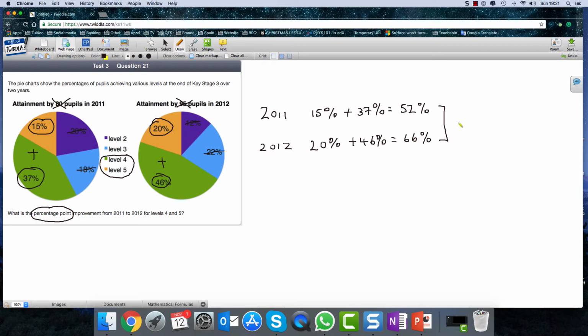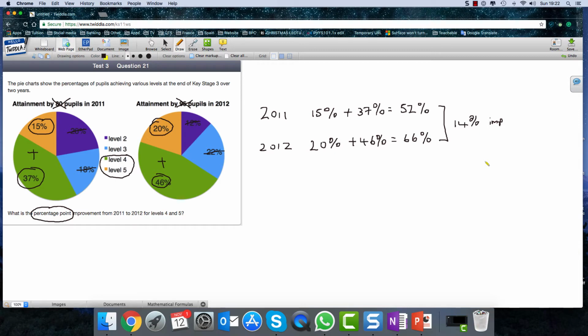So the difference between these, 66 take away 52, it's clearly a 14% difference. And of course that is an improvement, because 2011 was the lower figure, 2012 was the higher figure, so this is a 14% improvement. We didn't need to know how many pupils there were. Really, the pupil numbers at the top in this particular question are just a red herring.